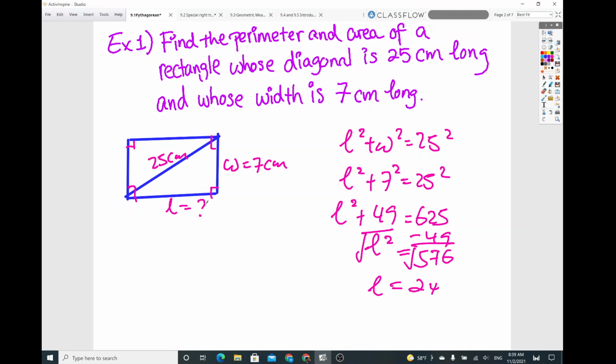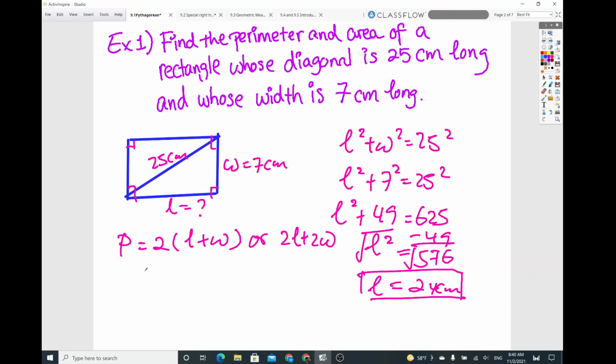Okay, so this one is also considered a Pythagorean triple. We'll talk about Pythagorean triples later. Once we get the length, we can get the perimeter and the area of the rectangle. The next step, you want to get the perimeter of the rectangle, which is 2 times the sum of length plus W, or it could be written as 2L plus 2W, depending on which way you want. So 2 times the length plus W, 24 plus 7, we get 31. And then 31 times 2, we get 62 centimeters.